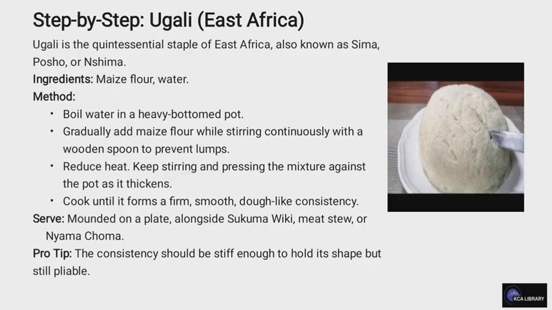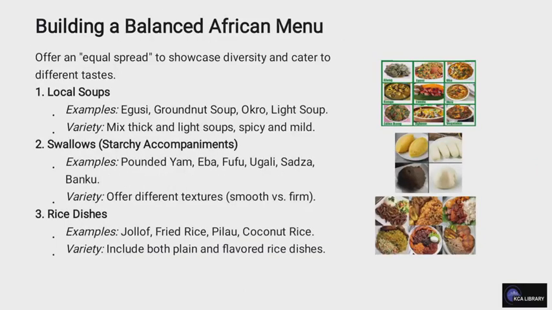And you reduce the heat. You keep stirring and pressing the mixture against the pot as it thickens, and you cook until it forms a firm, smooth dough. How do you serve it? You mold it on a plate alongside sukuma wiki, meat stew, or nyama choma. The consistency should be stiff enough to hold its shape but still pliable.